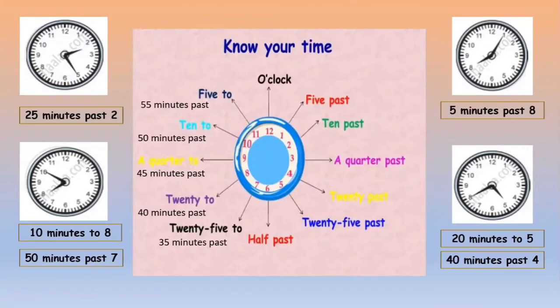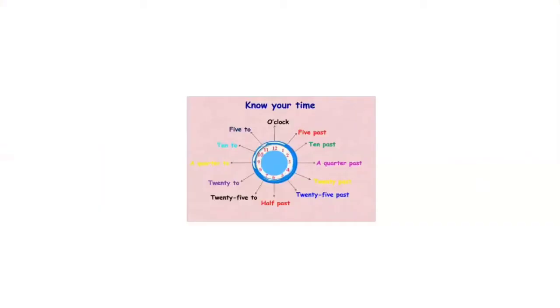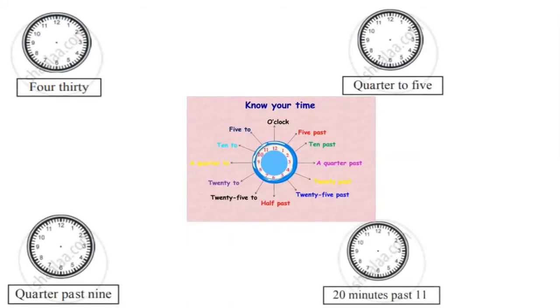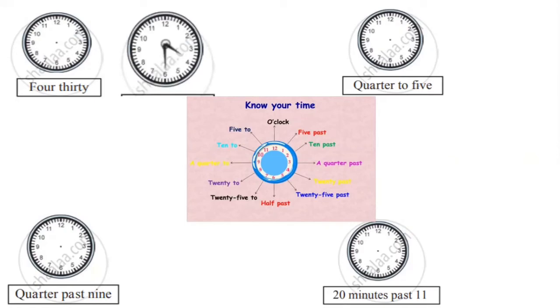Now you are going to try to draw the hands of the clock in your book and then you can check. So here are the 4 sums that you have to try. So you have to try and draw the hands of the clock in your book and then we can check it together. Okay, so I hope you have done it. So let's check the first one. Now here we have 4:30. Now here 4 means on the hour hand we should have 4 and 30 means on the minute hand we should have 6.